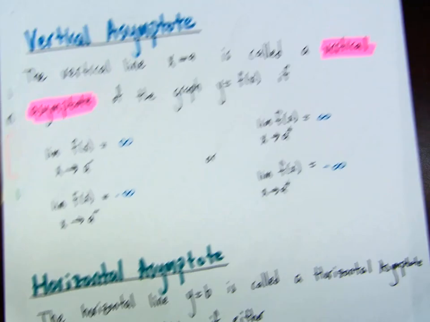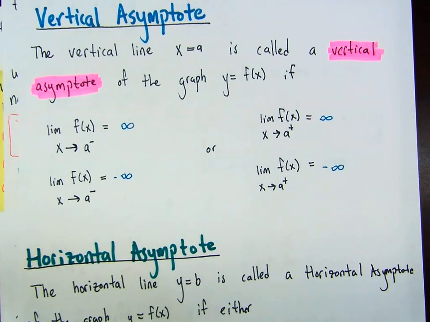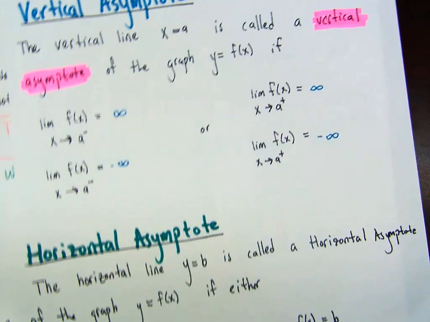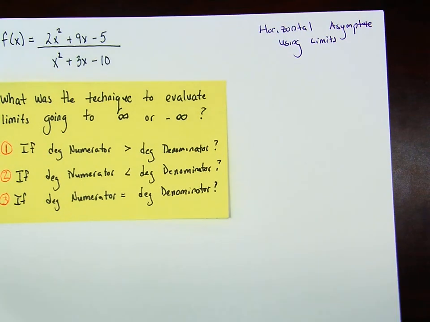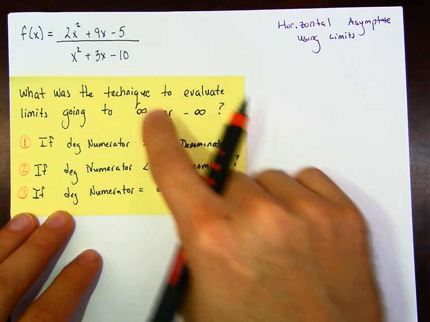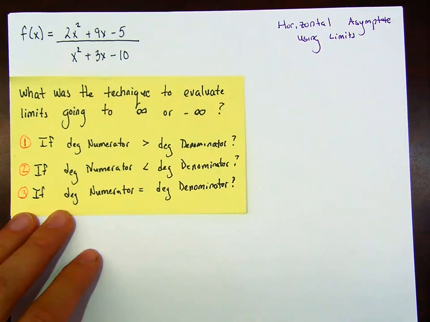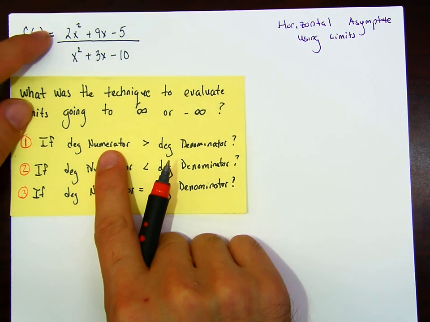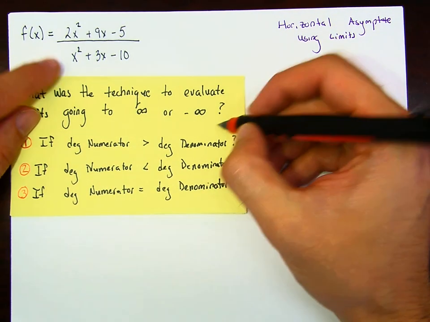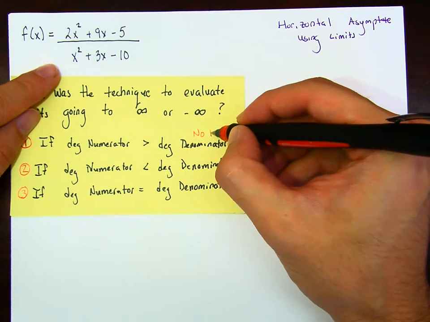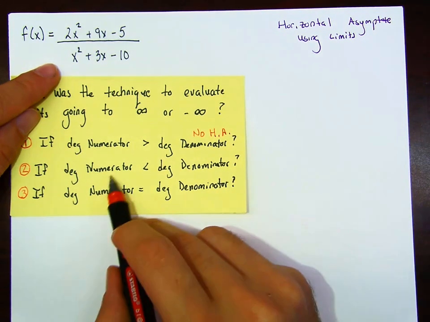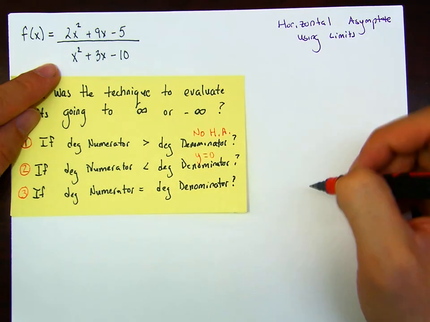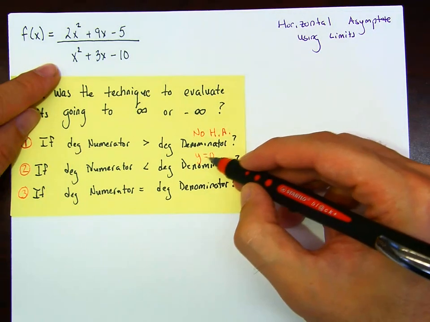Let's take a look at the next one. So we did vertical asymptote. Now, how do we properly justify horizontal asymptote? If you remember before, how did we justify this horizontal asymptote? If the degree of the numerator was greater than the degree of the denominator, we said no horizontal asymptote. If the degree of the numerator is less than the degree of the denominator, we said y equals 0 is the horizontal asymptote.